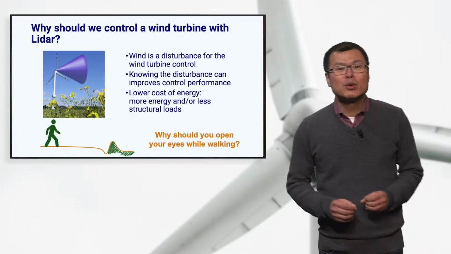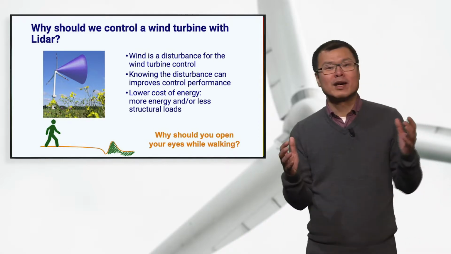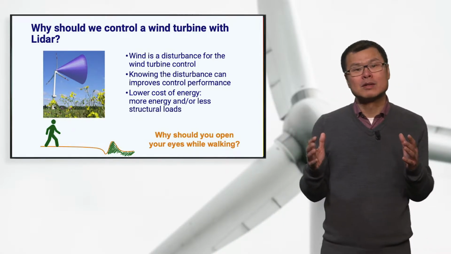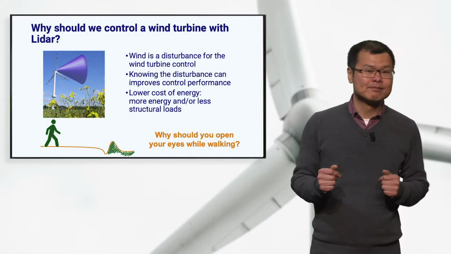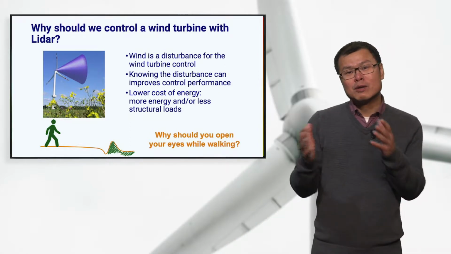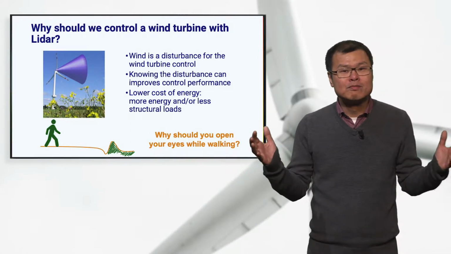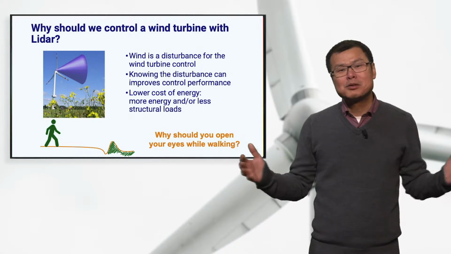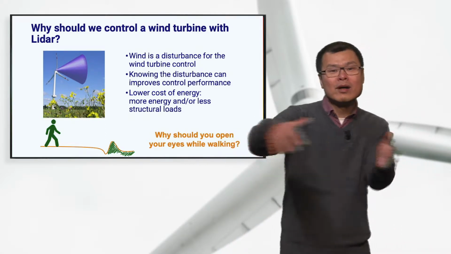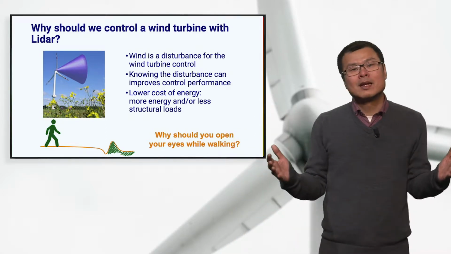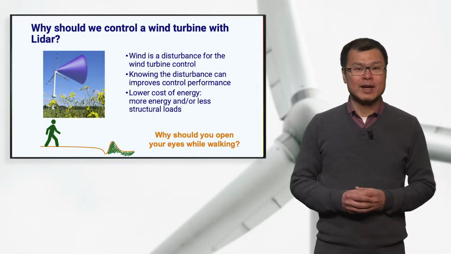Imagine you are walking with your eyes closed. You will be encountering obstacles and turbulences along the way. Once you reach an obstacle, like a wall, you then correct your trajectory to go around it. And this is basically what the wind turbine is doing today.